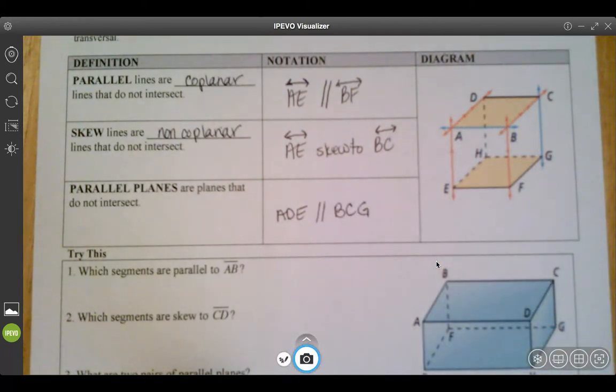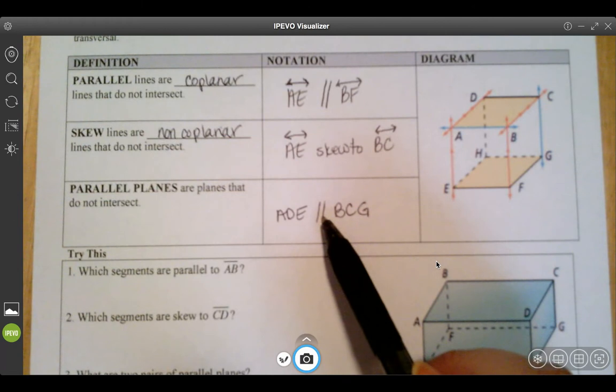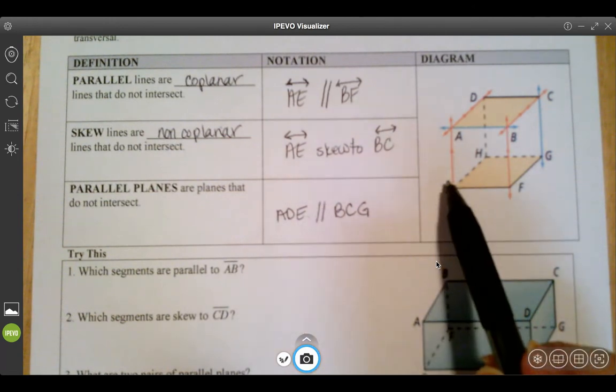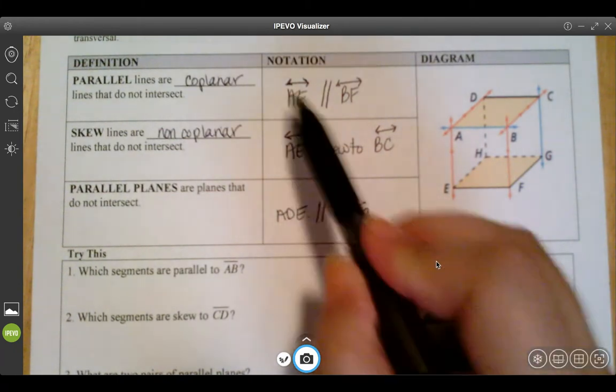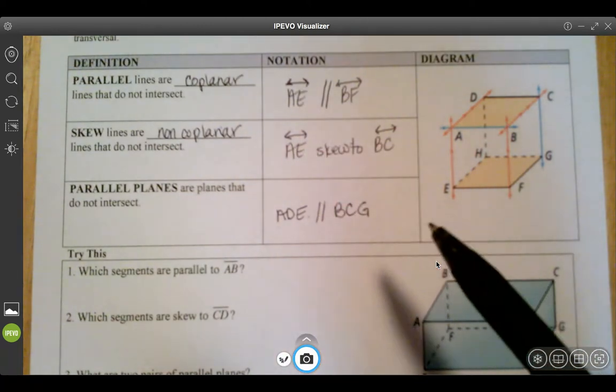Okay, so how do I know if I'm talking about a parallel plane or a parallel line? Well, we have to look at what is parallel. So the symbol for parallel is the same, but if I've got 3 letters, that means it has to be a plane. And notice it also doesn't have a line over it. So this is talking about planes, whereas this is talking about lines. It has the notation for that being a line.